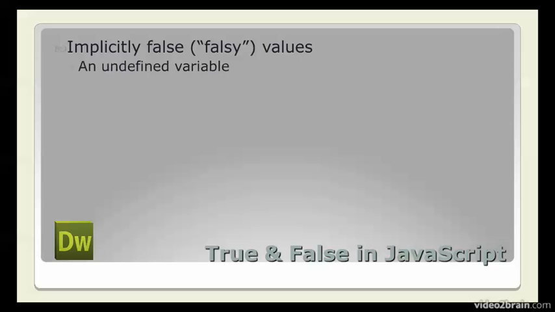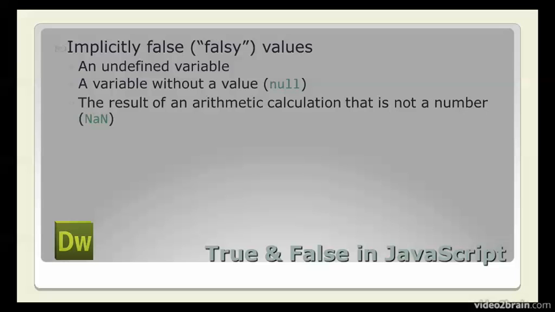An undefined variable, that's a variable that doesn't exist. A variable without a value, or one that has been assigned the keyword null. The result of an arithmetic calculation that's not a number, and that also has a JavaScript keyword which is NaN, which is case sensitive, so it's capital N, small a, capital N. The number 0, or a string, a piece of text which consists of the number 0. And an empty string. An empty string is a pair of quotes, either double quotes or single quotes, it doesn't matter, but with nothing in between, not even a space.